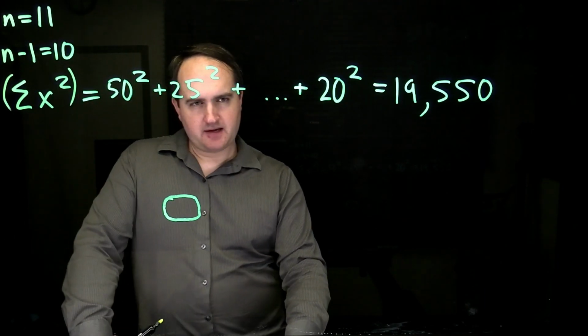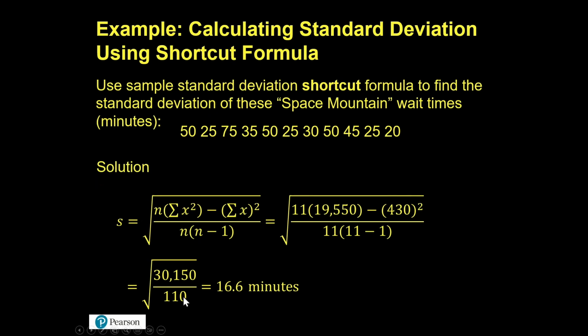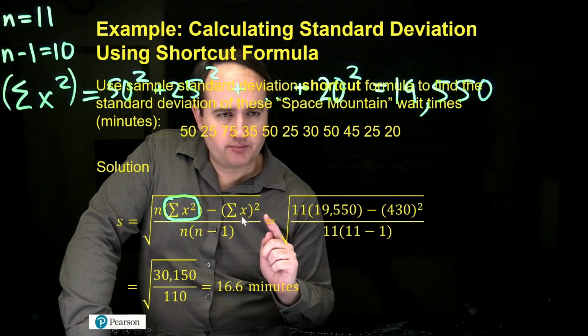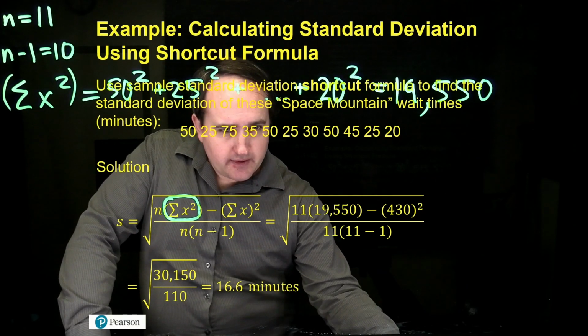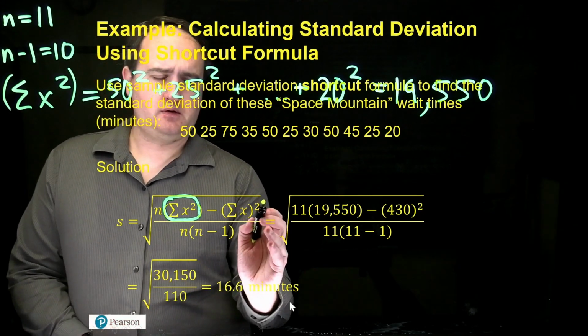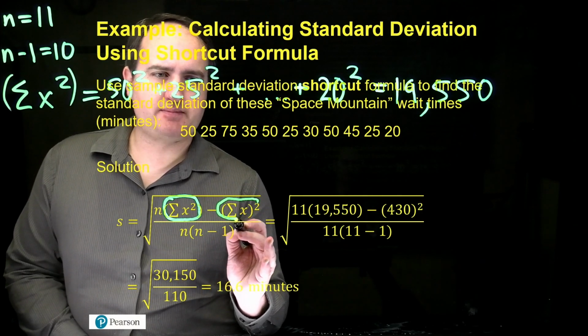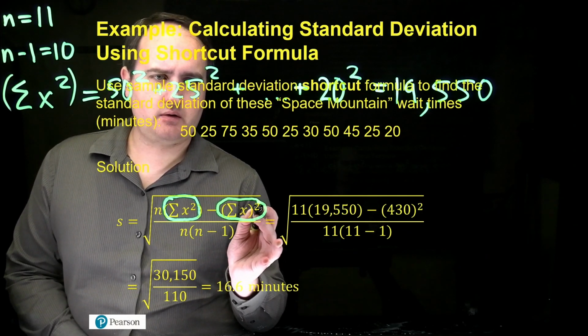Okay, so let's take a look at the rest of the formula. So we already have n. We have n minus 1. We have sum of x squared, which is up here. And now the next thing we need to calculate is parentheses, sum of x, parentheses squared. So now we're looking at this right here on the top right corner of the formula. Parentheses, sum of x, parentheses squared.